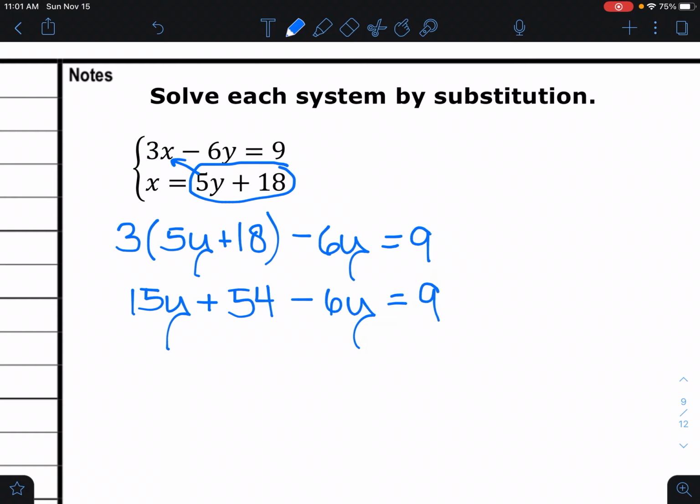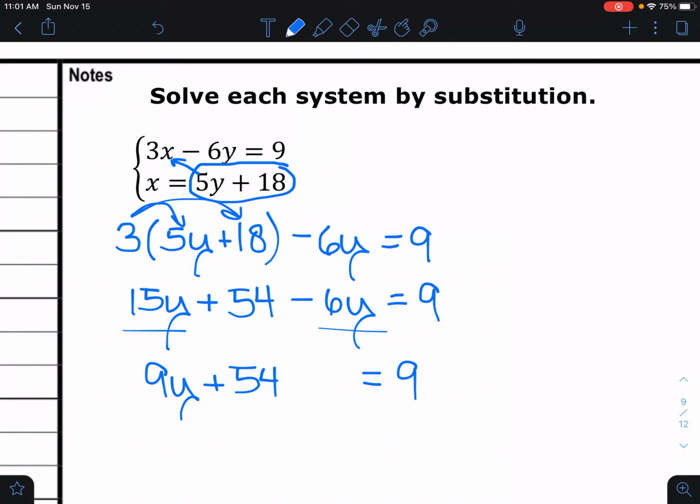Okay, distribute. So what did we just do? We just distributed. Okay, and now we're going to simplify a little bit. So I've got, make sure you combine like terms first before you start solving. So 15y minus 6y is 9y. This is again why we spent a bunch of time at the beginning of the year getting good at this.